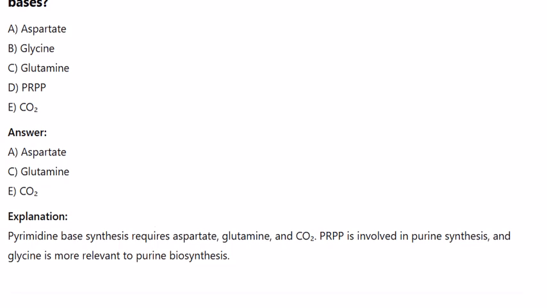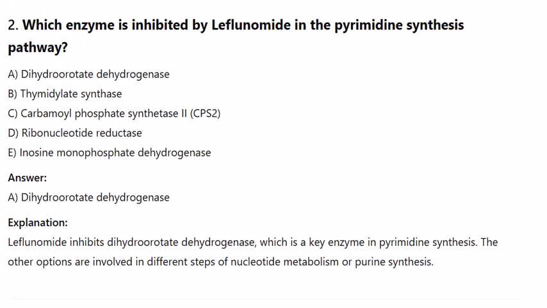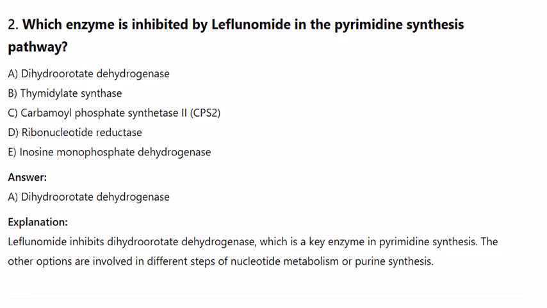2. Which enzyme is inhibited by leflunomide in the pyrimidine synthesis pathway? A. Dihydroorotate dehydrogenase. B. Thymidylate synthase. C. Carbamoyl phosphate synthetase 2, CPS2. D. Ribonucleotide reductase. E. Inosine monophosphate dehydrogenase. Answer: Dihydroorotate dehydrogenase. Explanation: Leflunomide inhibits dihydroorotate dehydrogenase, which is a key enzyme in pyrimidine synthesis. The other options are involved in different steps of nucleotide metabolism or purine synthesis.